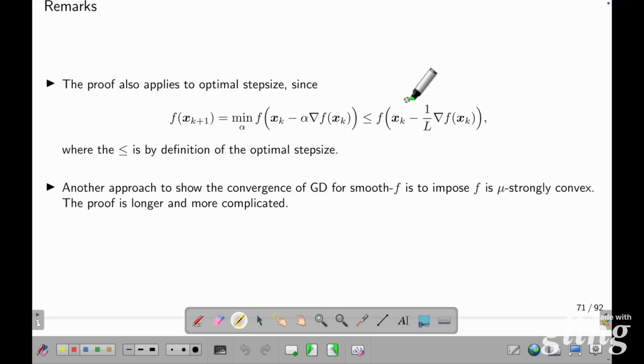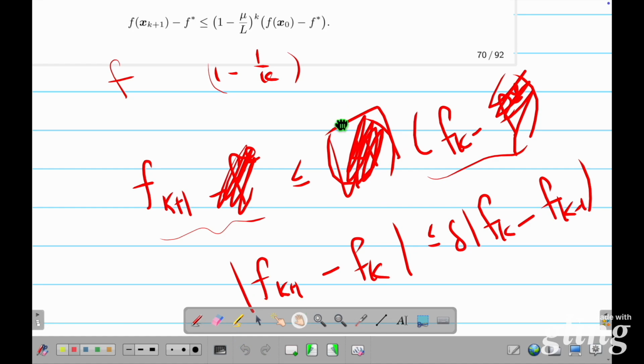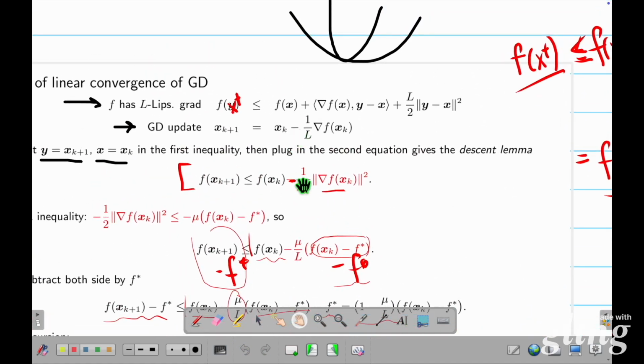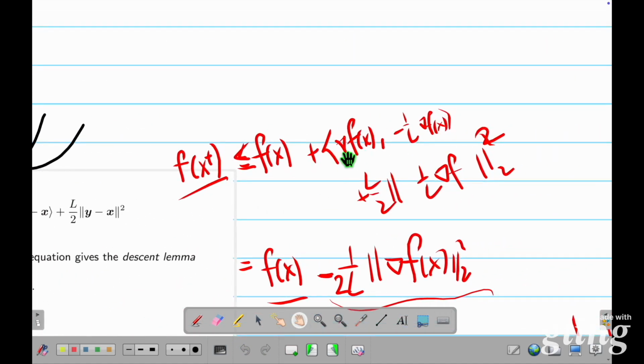We have discussed, we use step size 1 over L. What happens if I do exact step size? By definition, exact step size is using the best step size. Of course, we have this inequality. Then everything holds true because you are doing better. So no change. The reason why people do 1 over L is because it makes the algorithm very easy to understand, very easy to study.